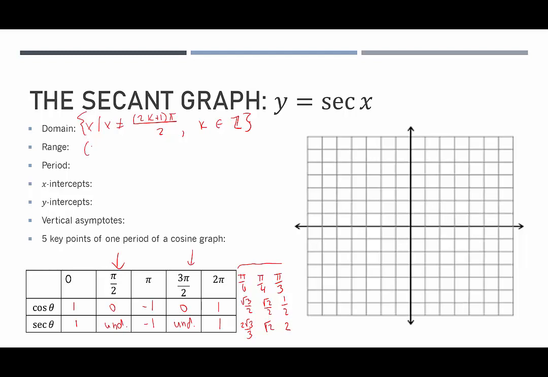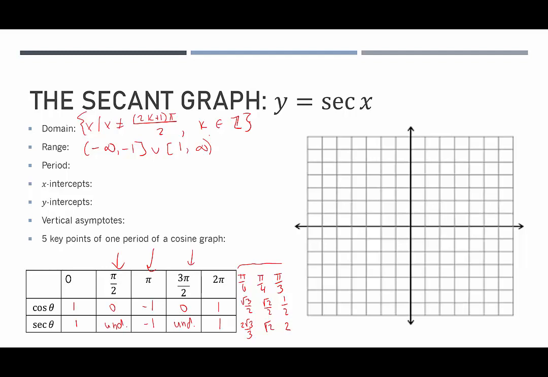So the range is going to go from negative infinity to negative 1, including negative 1, because I see here we have negative 1. Then it's going to take a break, and then it will bounce back from 1 to infinity. Now the period here can be a little bit weird.